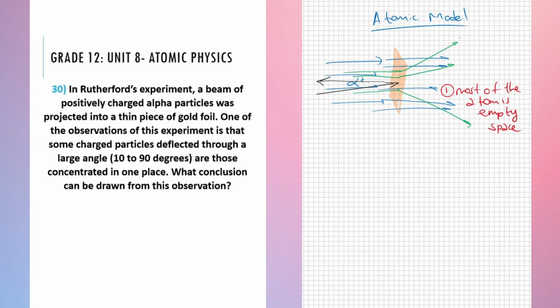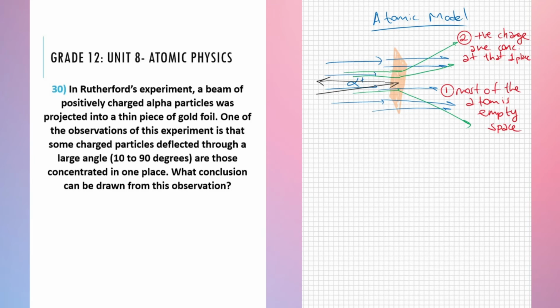The second thing he concluded is for those alpha particles that deflected off a large angle. For these alpha particles, he said that the positive charges of the atom are concentrated at that one place. That one place where these alpha particles were being deflected is the place where the positive charges are. Well, how do you know that? Simple. Alpha particles are positive.